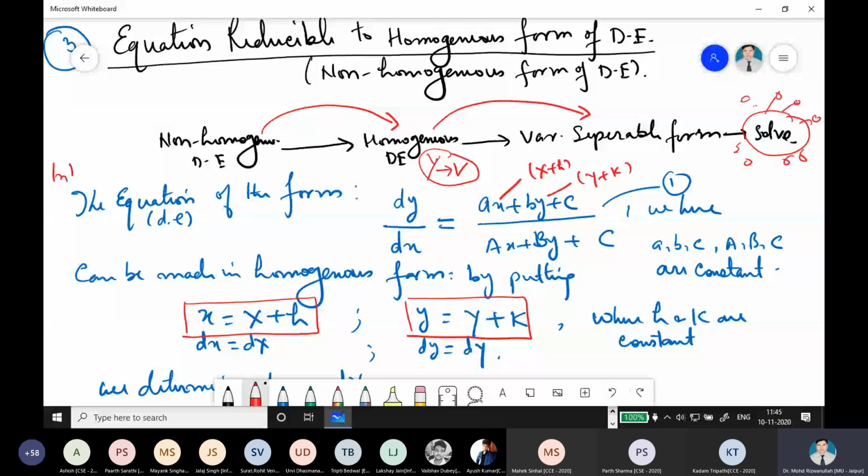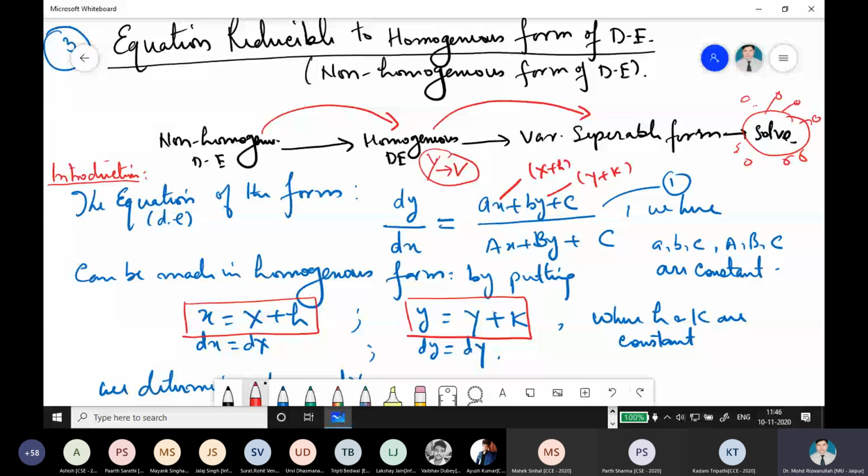Sometimes if this equation is there, maybe you will try to separate the variables, but directly you cannot, because x and y are both there, and this is an implicit function. You cannot represent x in terms of y or y in terms of x. So directly, from the form of the question, it will show that yes, it is a non-homogeneous equation, right?